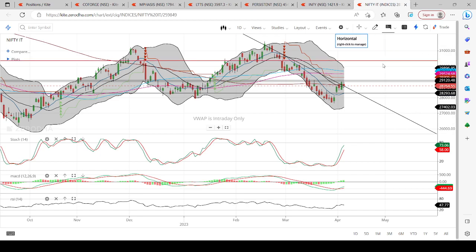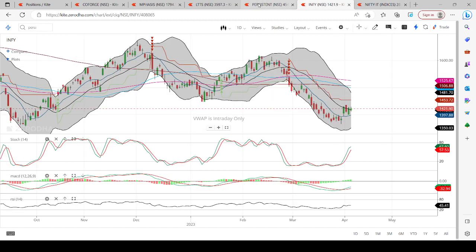So a 1,200 points move could occur in the Nifty IT index, provided it closes above 29,120 in the next week. Within this period, if you ask me what the hot picks in this index are, I can give you 5 different ones. You may see on the top: Coforge, Mphasis, LTTS, Persistent and Infosys.